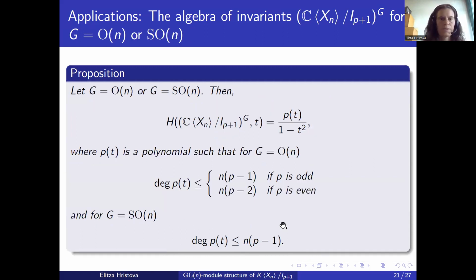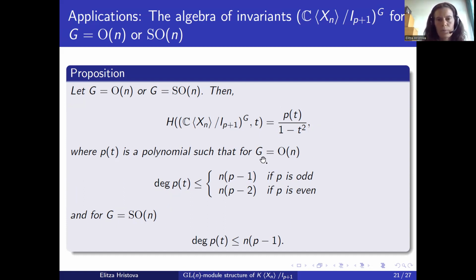There is a similar statement when G is one of O_n or SO_n, but here the Hilbert series is not a polynomial. It is a rational function with a simple denominator, 1 minus t squared, and the numerator is some polynomial which we don't know, but we can estimate the degree of this polynomial.